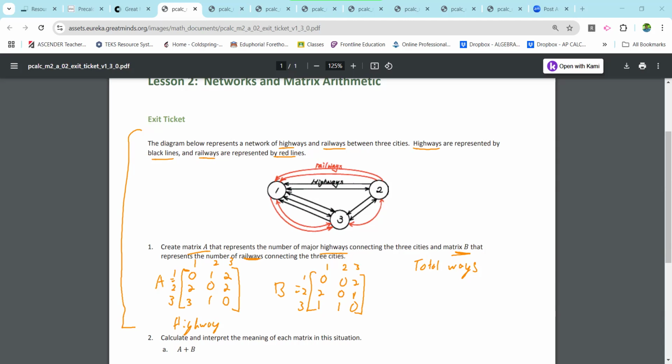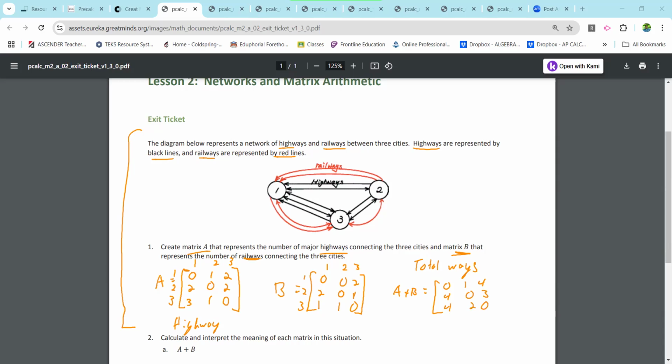I would need to multiply them. Very good. So if I'm just finding the total pathways, all I have to do is figure out what A plus B is, which again, just like in the previous example, to add or subtract, we add or subtract from each corresponding element. So 0 plus 0, 1 plus 0, 2 plus 2, 2 plus 2, 0 plus 0, 2 plus 1, 3 plus 1, 1 plus 1, and then 0 plus 0.